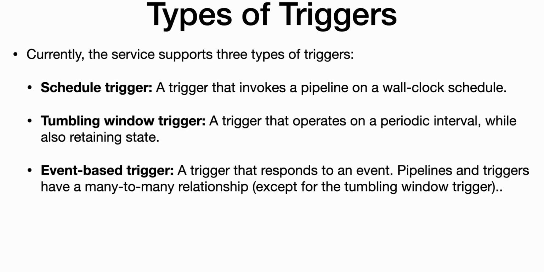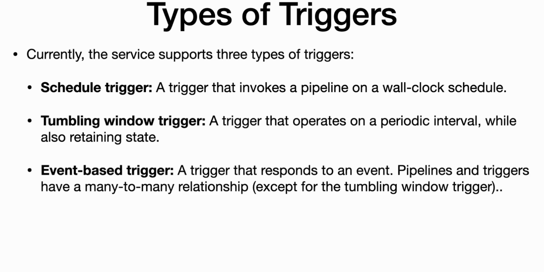The third one is event-based triggers. Event-based triggers respond to an event. An example of this is if you place a CSV file into a blob storage, the event-based trigger will trigger the Data Factory pipeline.